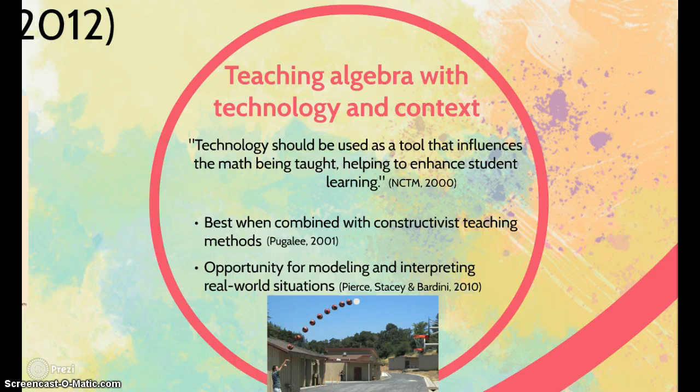It is important to note that much research emphasizes the fact that technology alone will not have the desired effects on student achievement, and that technology should be used as a tool that influences the math being taught. It is best when combined with constructivist teaching methods centered on the contextual understanding of math. A great thing about technology is the afforded opportunity to model and interpret real-world situations that are too complex to look at without technology. This makes the math more applicable to students and thus more meaningful to them.